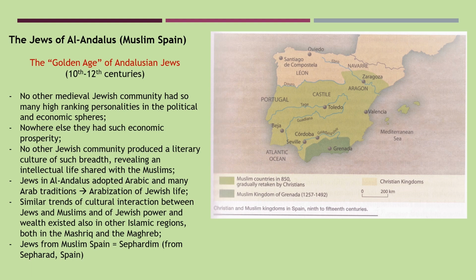the Muslims. In fact, the Jews from Al-Andalus adopted the Arabic language as their main language, and also many Arab cultural traditions. So in other words, what took place was a becoming Arab of Jewish life, an Arabization of Jewish life. Similar trends, though not at that intensity and glory as in the Iberian Peninsula, took place as well between Jews and Muslims in other regions of the Islamic Caliphate, both in the Mashriq as well as in the Maghreb.